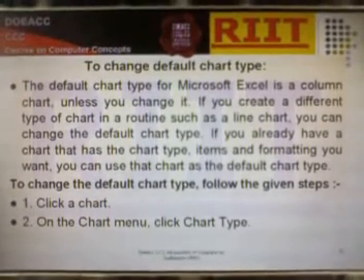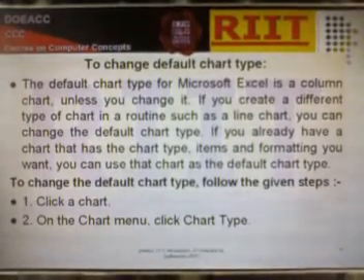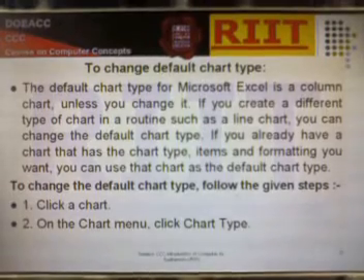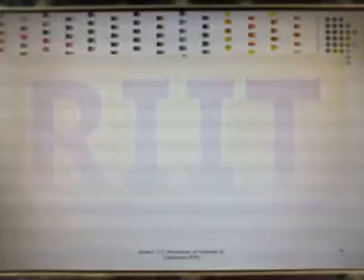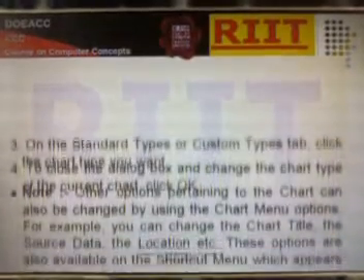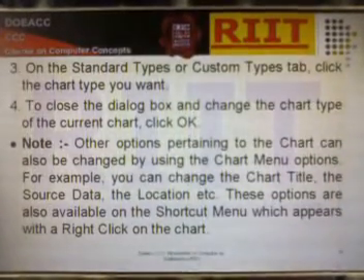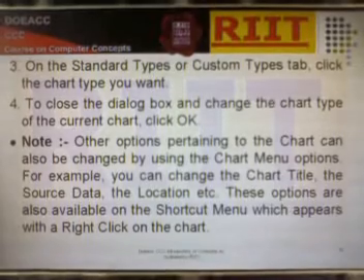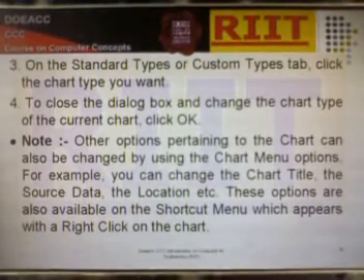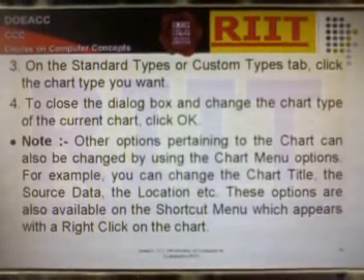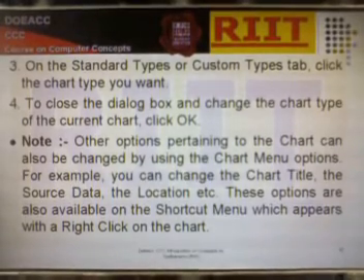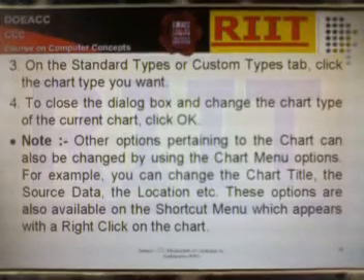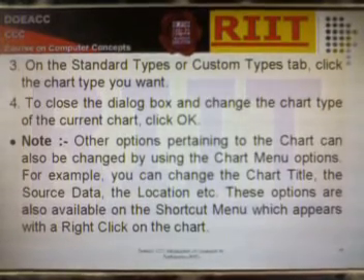To change the default chart type, follow the given steps. Click a chart. On the chart menu, click chart type. On the standard types or custom types tab, click the chart type you want. To close the dialog box and change the chart type of the current chart, click OK.